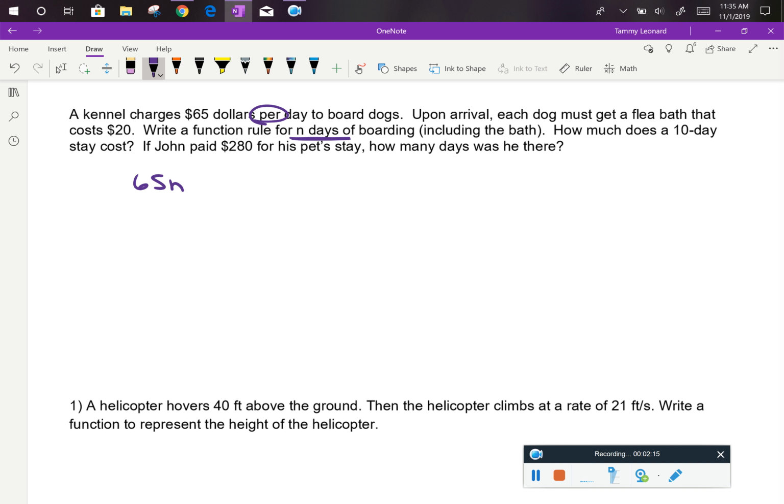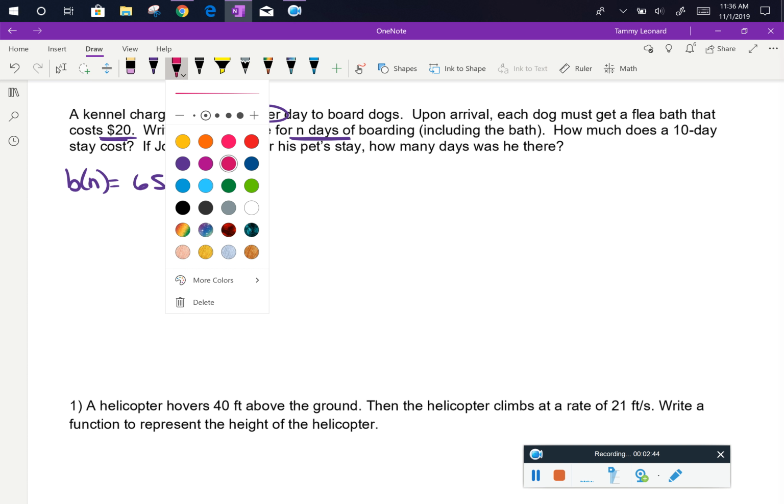But while the dog is staying there, it has to have a flea bath so that it doesn't infect the other dogs. So there's additional cost of $20. This only happens once, so it's not multiplied by the number of days. It's just a one-time fee. Altogether, that gives us the total cost for boarding as a function of n, the number of days. So our function rule could be b of n equals 65n plus 20. But you might notice that there's more to this problem than that.